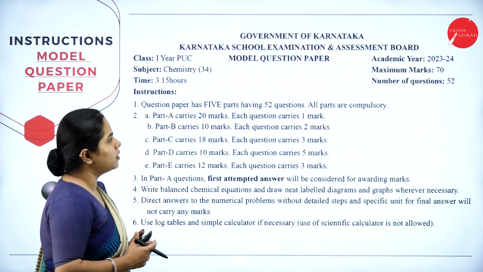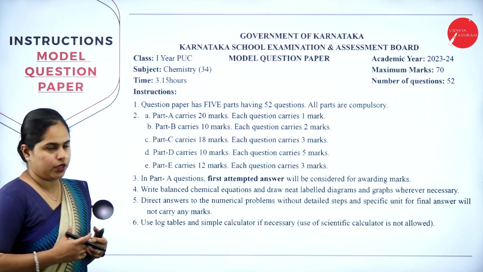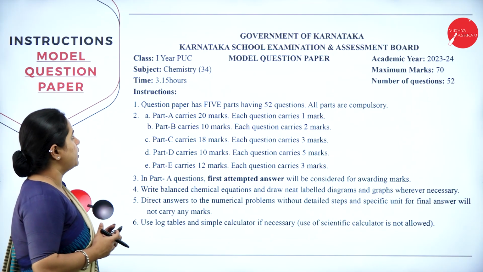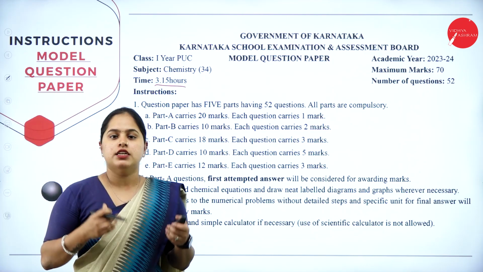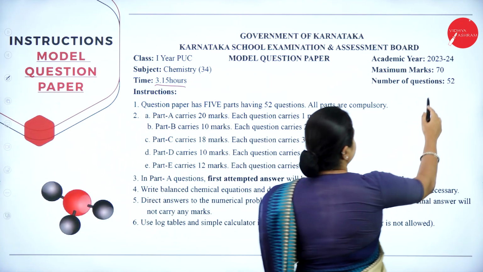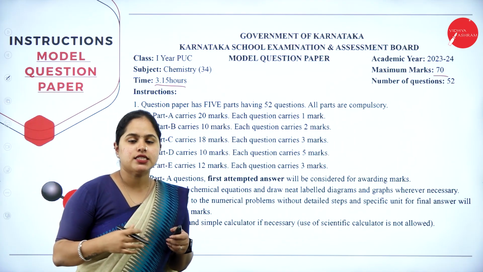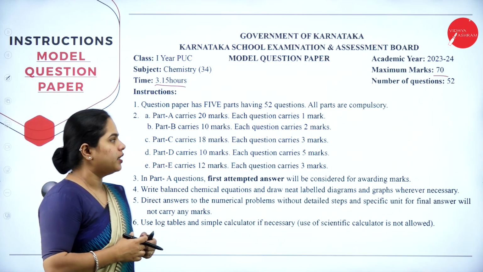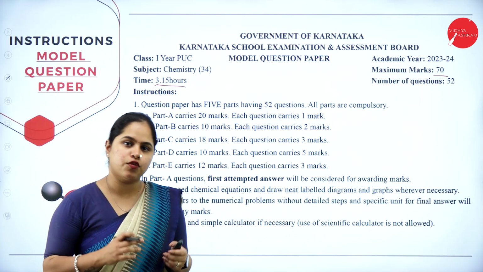So this is the model question paper which is given by the Karnataka board for first PUC, for the exam 2023-24. As you know, it is a 3-hour 15 minutes examination. The maximum marks for the theory exam is 70 marks, and the rest 30 marks you will be getting from your practical examination. So the theory marks, that is this question paper that we are going to discuss here, is for 70 marks.